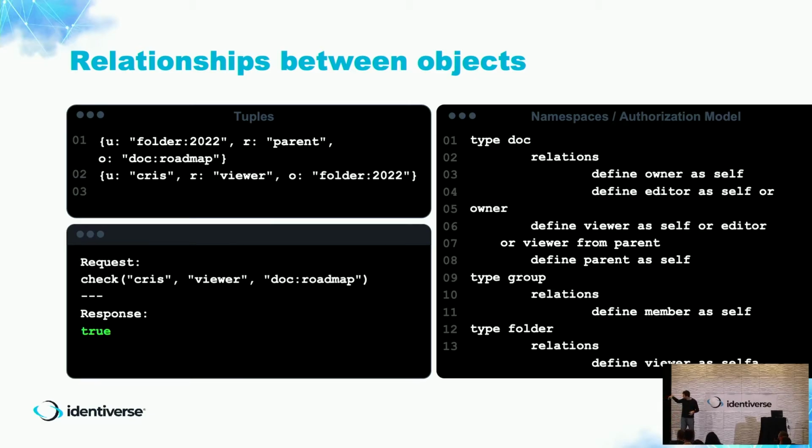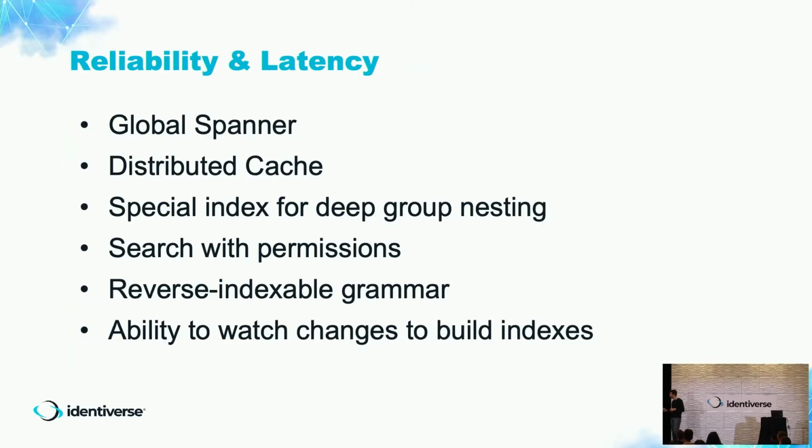Again, the authorization model says what happens. The tuples, or the data, say what's happening in the system, and you update the tuples as users make changes to your application, right? They go to the UI, they change who has permissions. So this is very good for sharing, privacy, and collaboration.